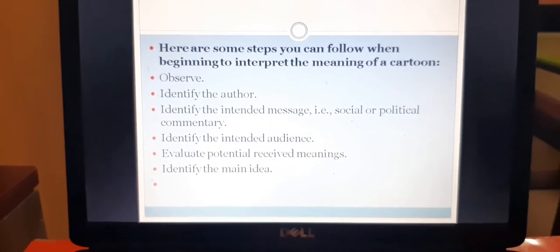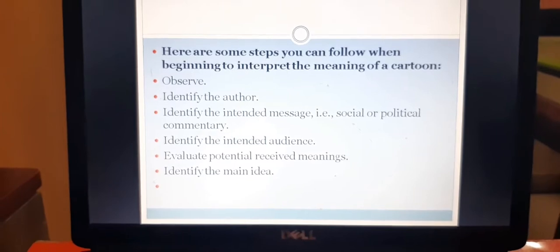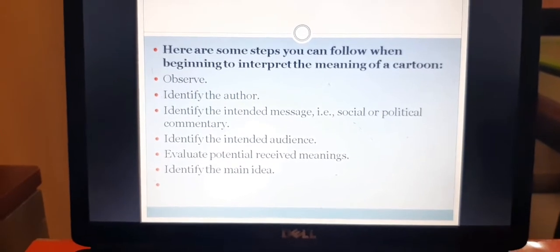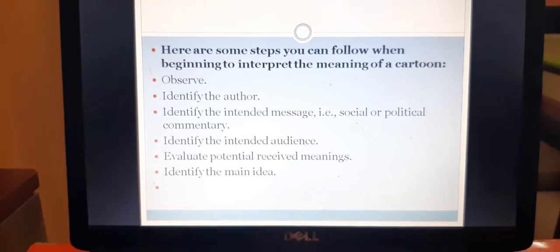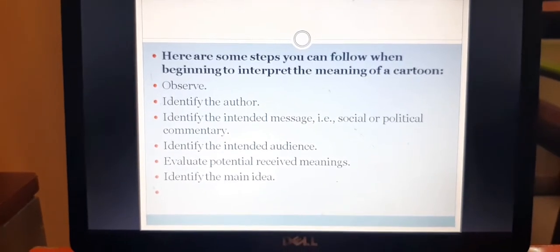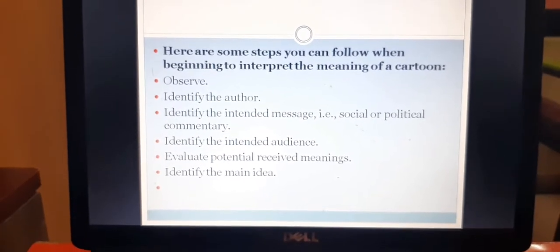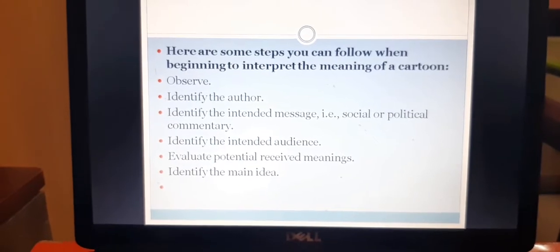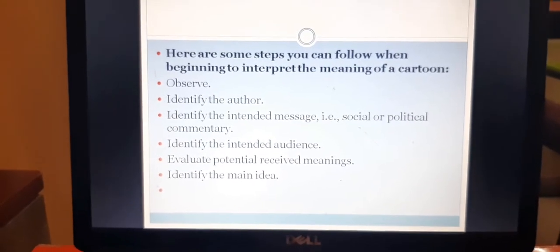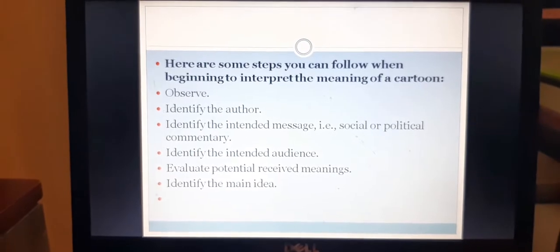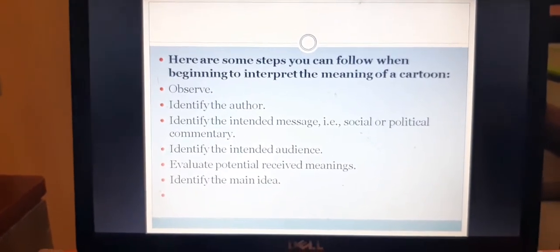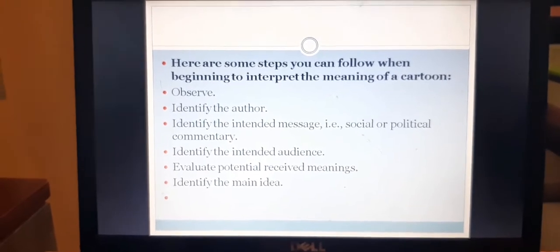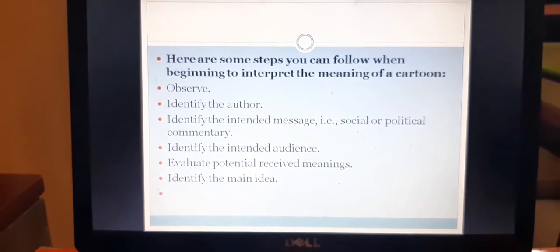You should observe the cartoon very well. Number 1, you should identify the author, who the author is, what the author always draws. Identify the intended message, that is, social or political commentary. What the cartoonist wants to say to the world with his drawing.